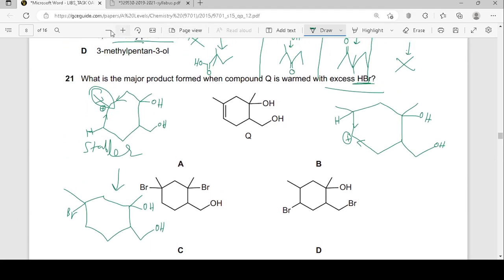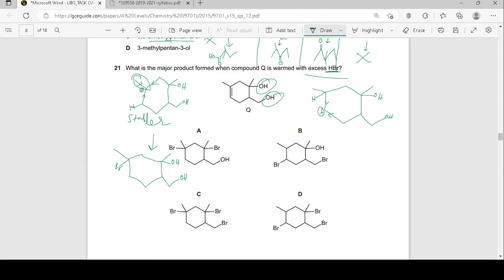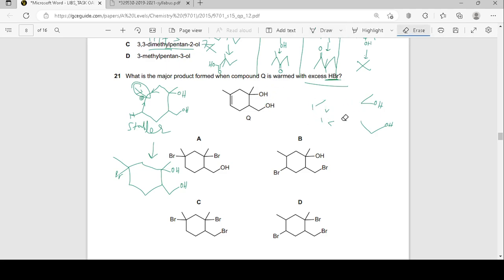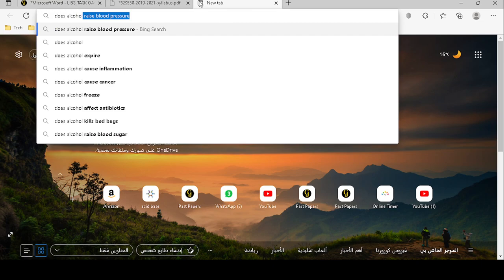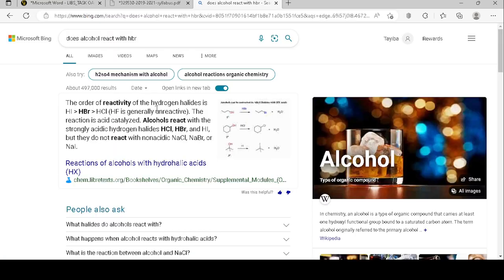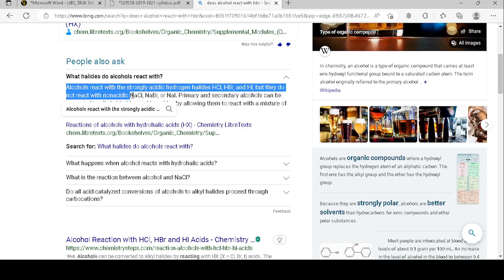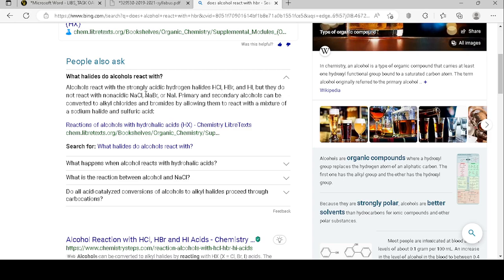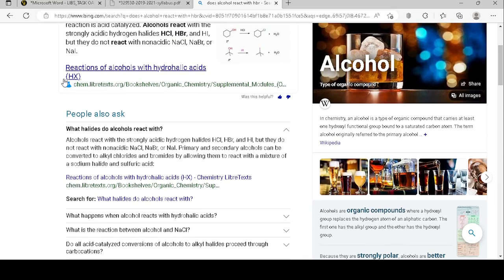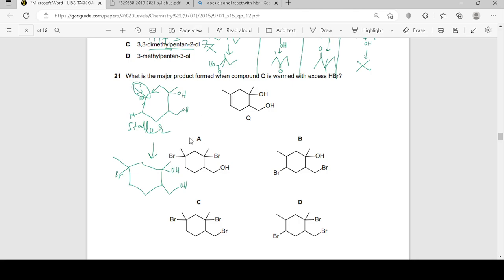But then one more thing: if it's HBr, will my OH react with it? That's a question I am thinking about now. It's in excess, so should it react with my HBr? Should I just assume that it reacts with HBr? Okay, they're saying on the internet that alcohols react with the strongly acidic hydrogen halides HCl, HBr, and HI, but they do not react with non-acidic NaCl, NaBr, and NaI. Interesting. So I guess we can assume for this that the alcohols do react with HBr, and anyways, there is excess HBr as well. That is why I mentioned excess.